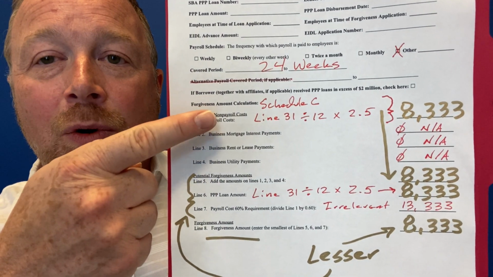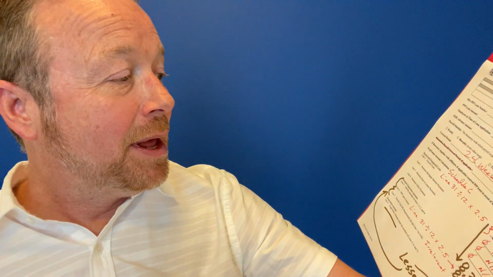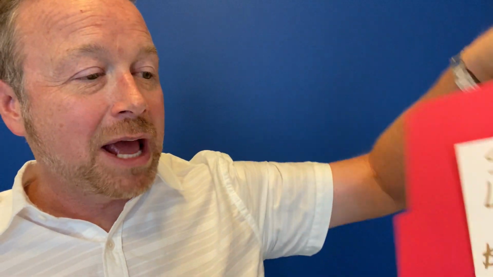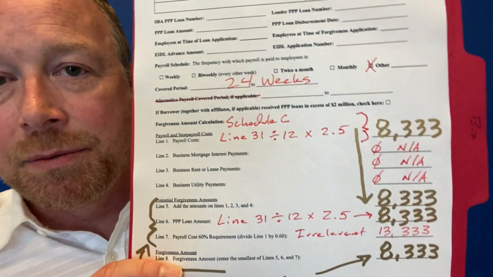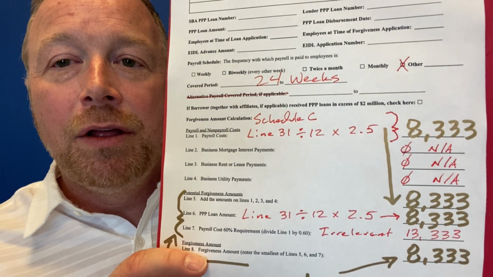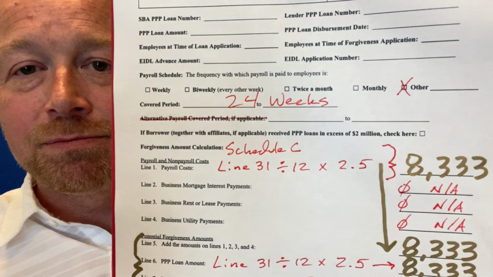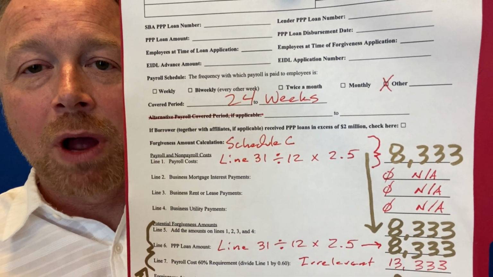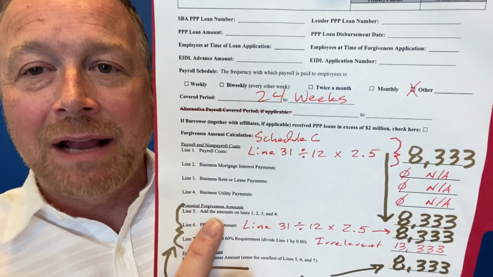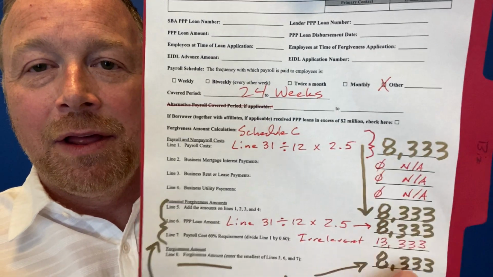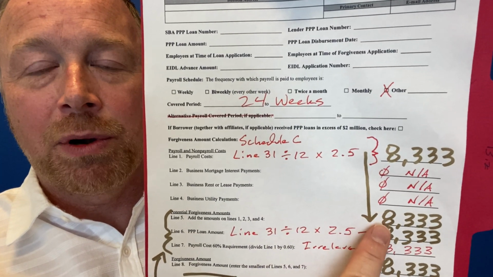So when you're looking at that payroll cost, it's just line 31 divided by 12 times 2.5. So that's $8,333. Boom. The amount of interest and rent and utilities is irrelevant for you. Zero. Just put zeros down. And then it wants you to just add it up. So line 5 is just add up these lines. So boom, pretty simple. And then it wants to know, what is your PPP loan amount?